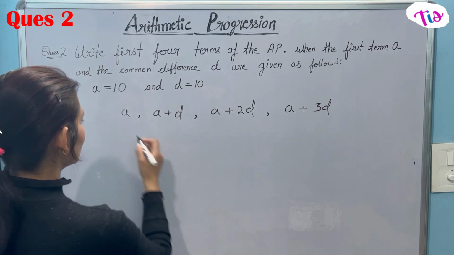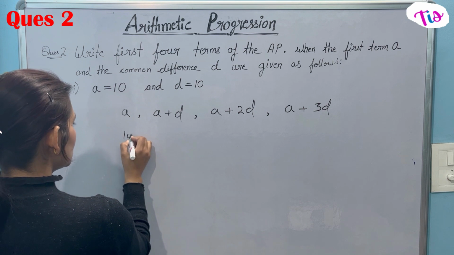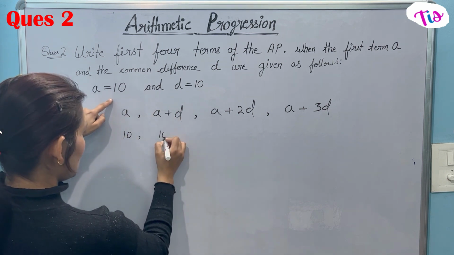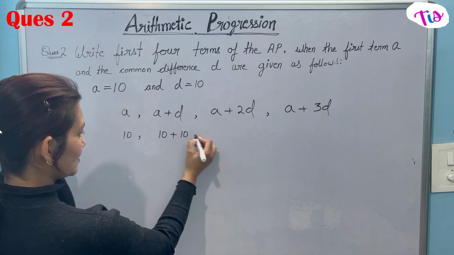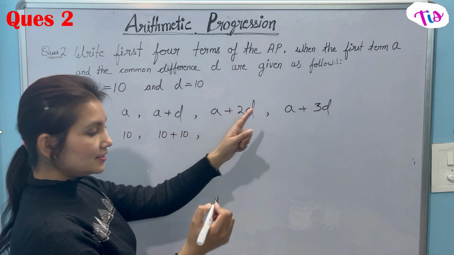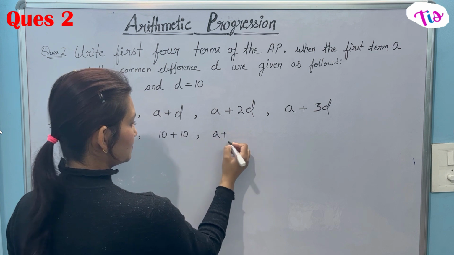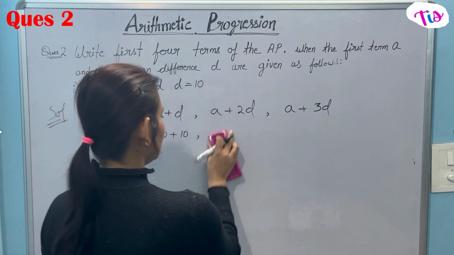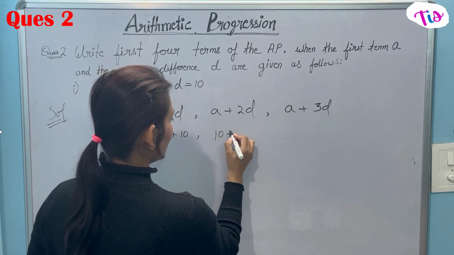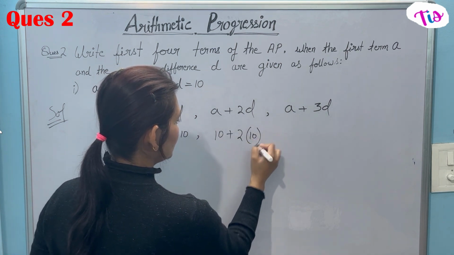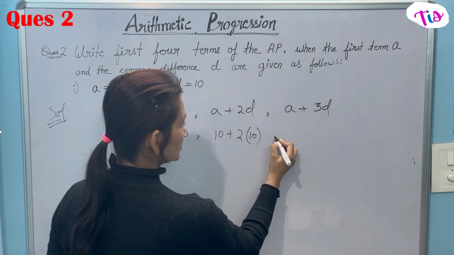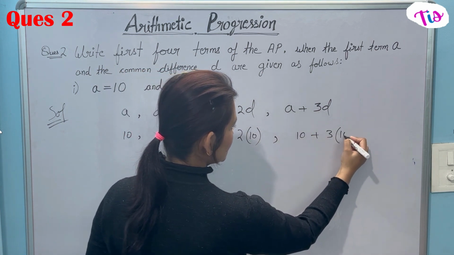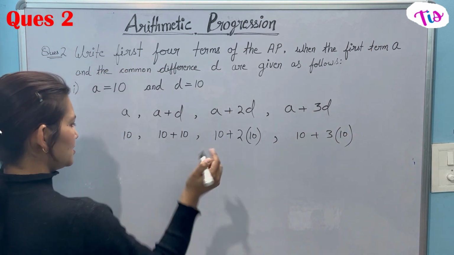Okay, so A is 10, so the first term would be 10. Now A plus D is our second term, so it means 10 plus D, and D is 10. The third term is A plus 2D, which means 10 plus 2 into D, and D is 10. And A plus 3D, where A is 10 and D is 10 here. Just put the values and solve.